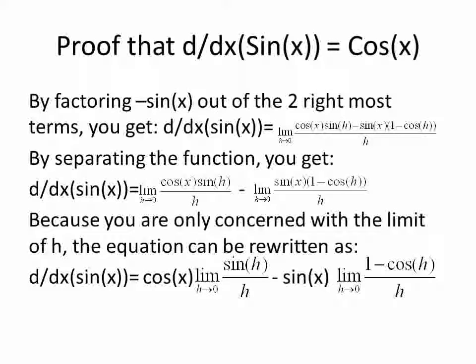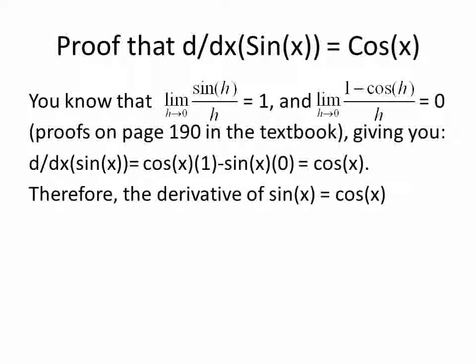Because we are only concerned with the limit of h, the equation can be rewritten as the derivative of sine of x equals cosine of x times the limit as h approaches 0 of sine h over h minus sine of x times the limit as h approaches 0 of 1 minus cosine h over h. You know that the limit as h approaches 0 of sine of h over h equals 1, and the limit as h approaches 0 of 1 minus cosine h over h equals 0.